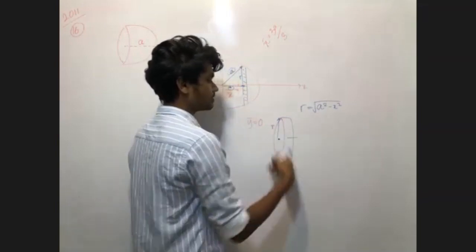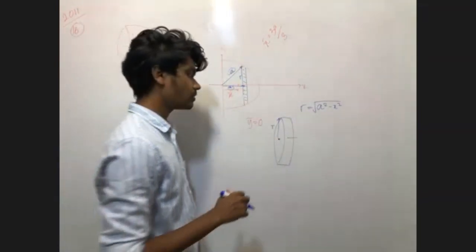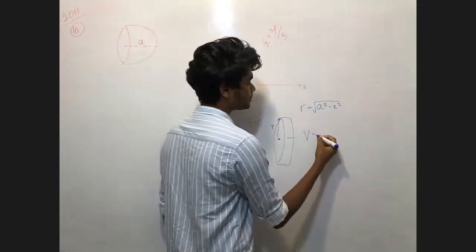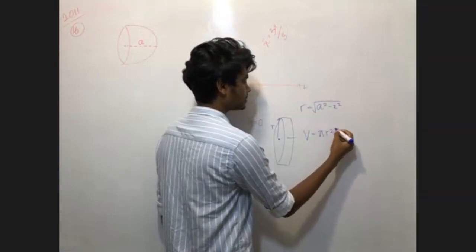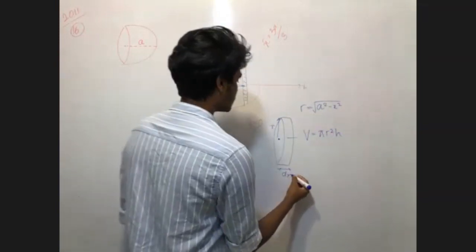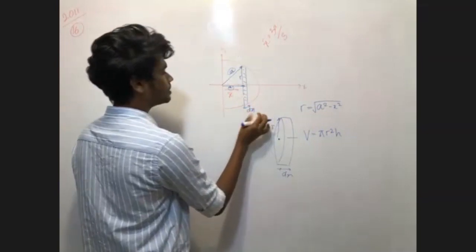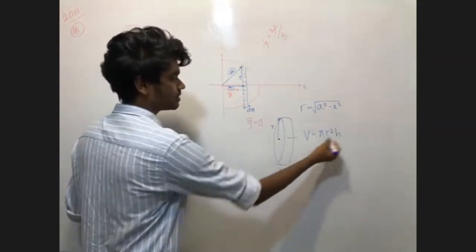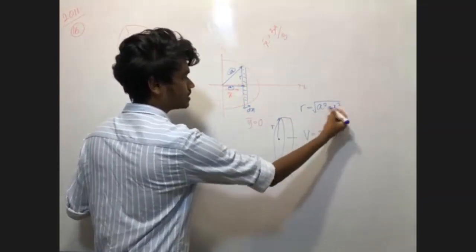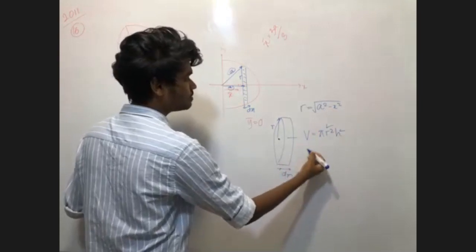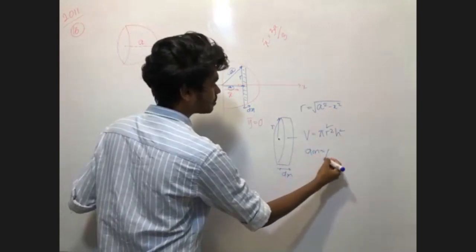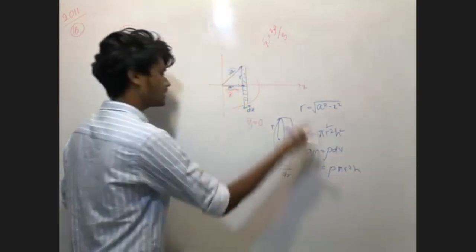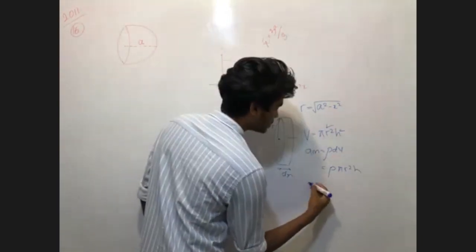Since this is a solid infinitesimal element, volume is equal to what? Pi r squared h. So h is going to be dx. You need to select a very small particle of length dx, and pi r squared h. So h is done, r is already got. So this is the volume. Therefore, you can write dm equal to rho dv, so rho pi r squared h.